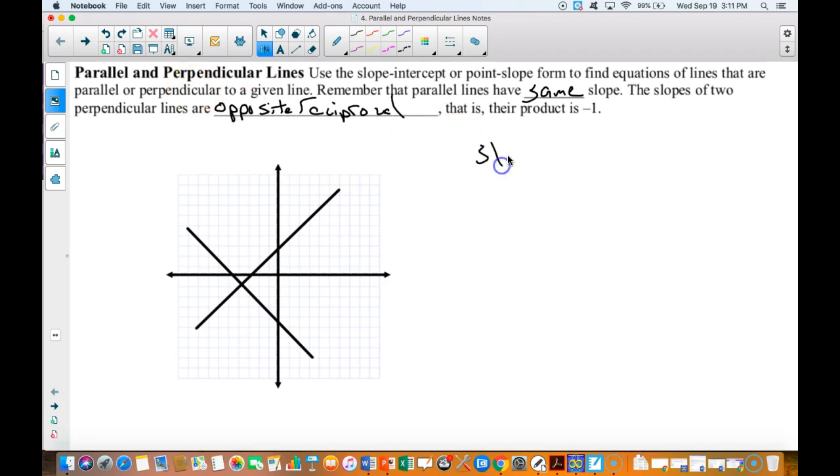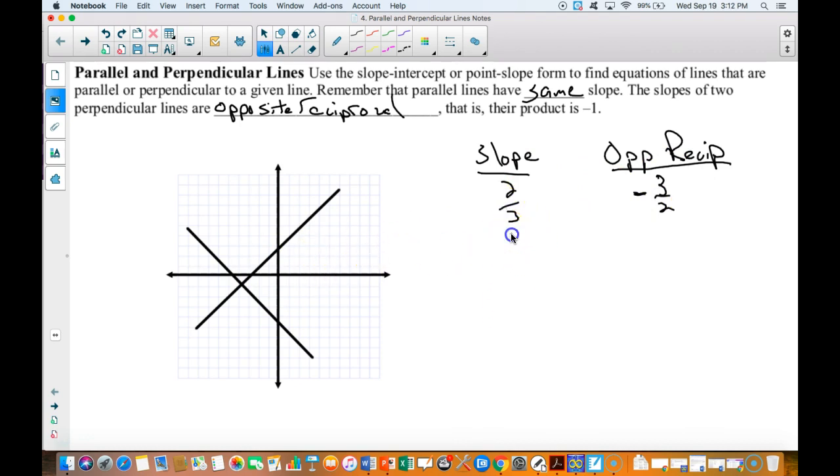So if I give you a slope of 2/3, well, it's opposite reciprocal. Opposite means take the opposite sign. So this was positive, that means my new slope will be negative. And then the reciprocal part means flip the fraction. So this was 2/3, the reciprocal will be 3/2. So the opposite reciprocal of 2/3 would be negative 3/2.